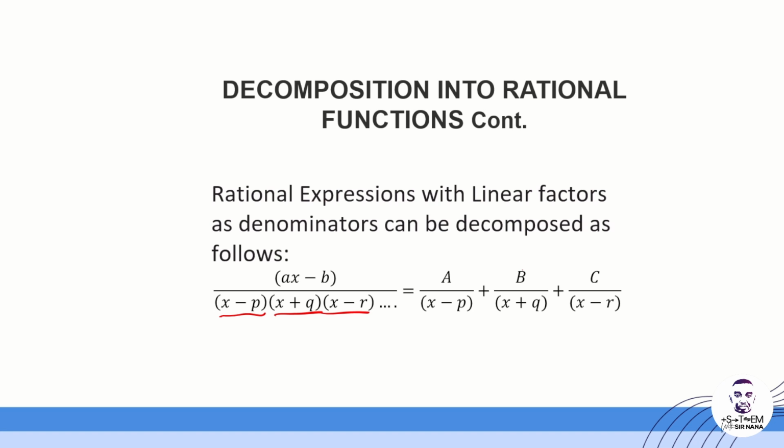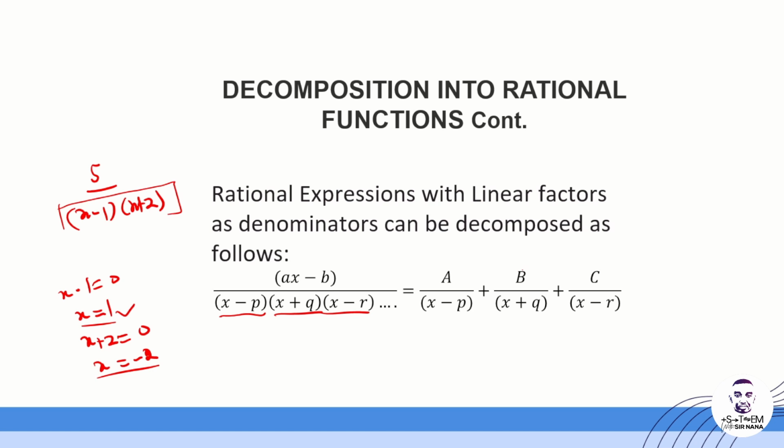So for instance, if you have 5 all over x minus 1, x plus 2, these are linear factors. They are linear factors because x minus 1 is equal to 0 can be written as x is equal to 1, and this is a linear factor. Or x plus 2 is equal to 0 can be written as x is equal to negative 2, and this is also a linear factor. So these are linear factors. So you always check the denominator parts of the equation.